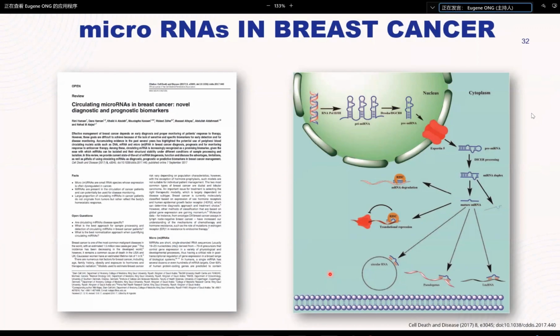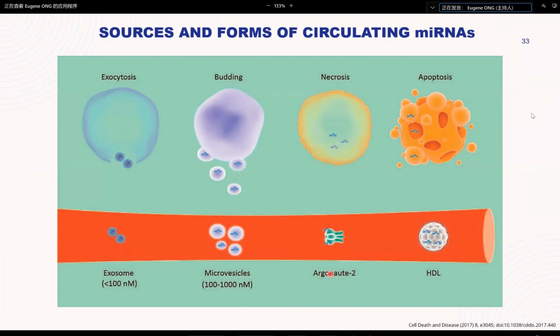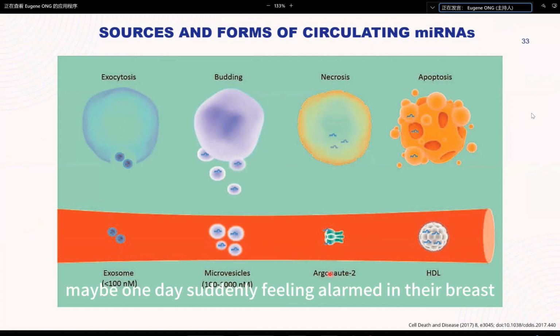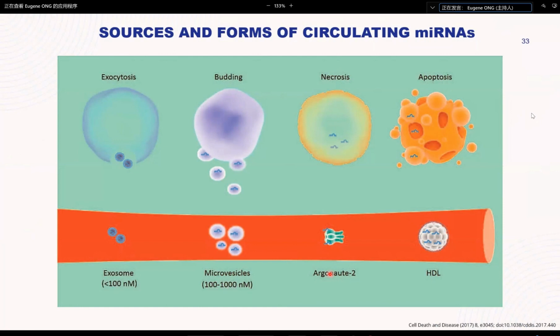But from that, nowadays there are also the microRNAs that have been shown to be able to diagnose breast cancers. So in the old days, I think we know that breast cancer is first detected by, for example, manual or personal symptoms, whereby a lady could one day suddenly feel a lump in their breast. Therefore, from there, they may seek medical advice by going to the doctor.